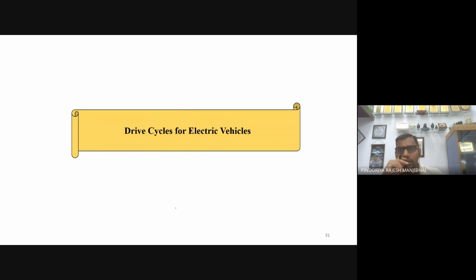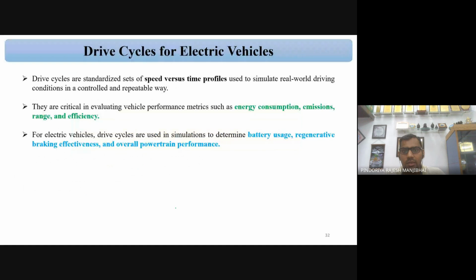Now, the drive cycle for the electric vehicle. So what is a drive cycle? Drive cycles are standardized speed versus time profiles. So there is a standard waveform, with time on the x-axis, in seconds, and on the y-axis the speed in kilometers per hour. Correct? And we have to draw the drive cycle. Drive cycle means how we can check the status of our vehicle, correct?